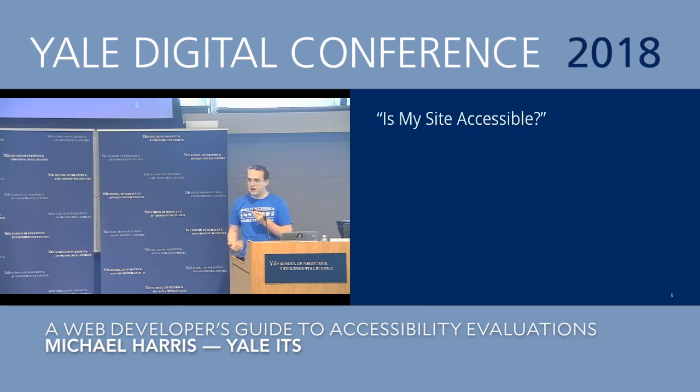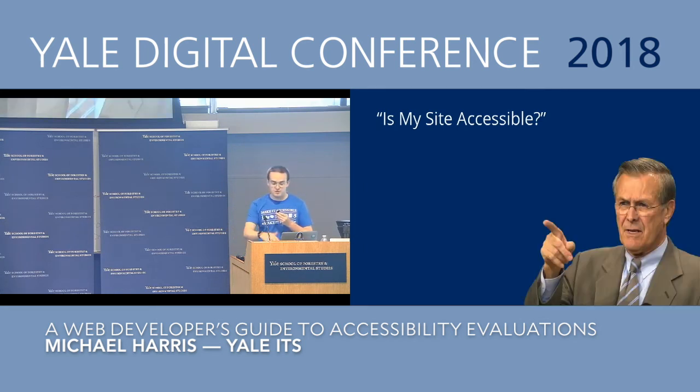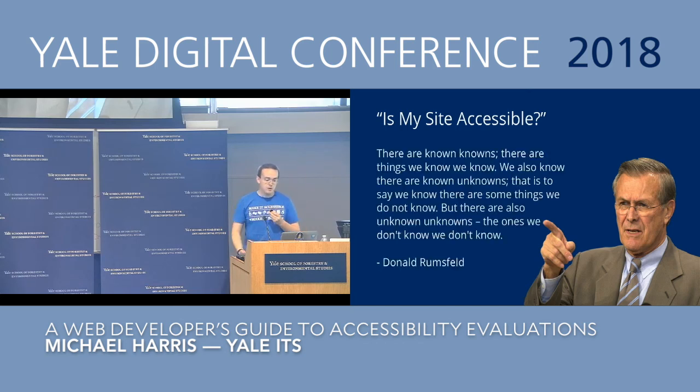To explain why it's our least favorite question, I will appeal to an early 2000s political leader, Donald Rumsfeld, who made a comment that I'm going to appropriate for my purposes. There are known knowns, things we know. We also know that there are known unknowns. That is to say, we know that there are some things we do not know, but there are also unknown unknowns, the ones we don't know. This is most of accessibility. We're in the unknown unknowns area.